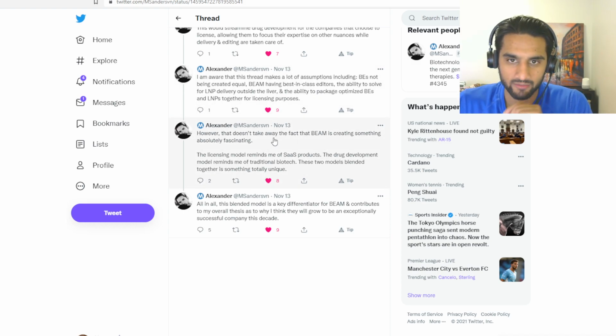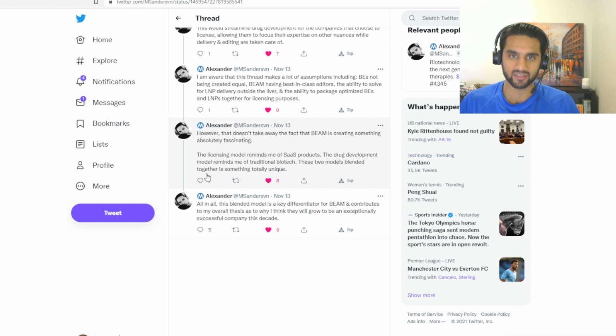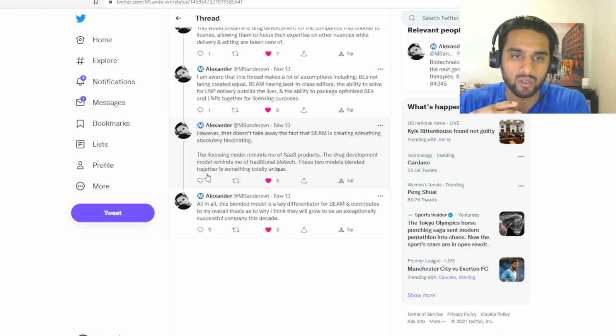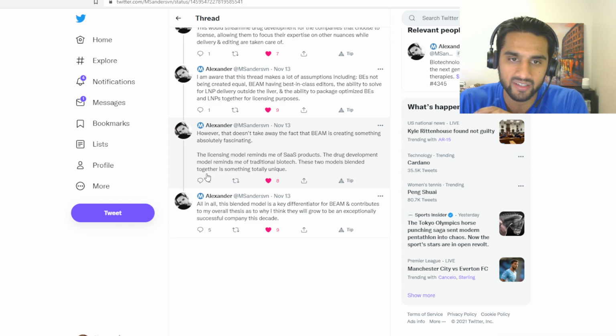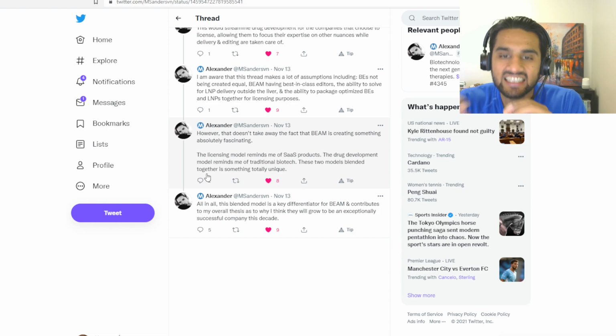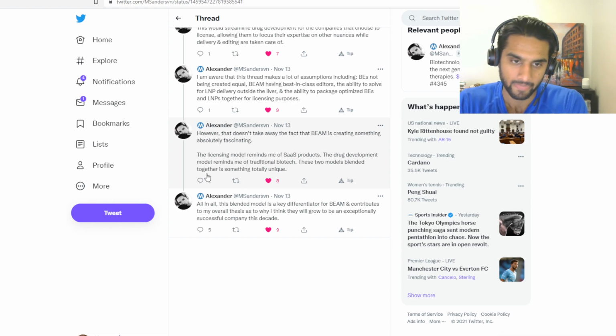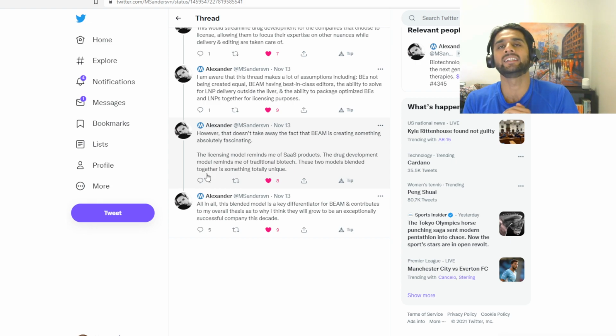However, that doesn't take away the fact Beam is creating something absolutely fascinating. The license reminds me of SaaS products, software as a service. The drug development model reminds me of traditional biotech. These two models blended together is something totally unique. All in all, this blended model is a key differentiator for Beam and contributes to my overall thesis as to why they will be exceptionally successful in this decade.